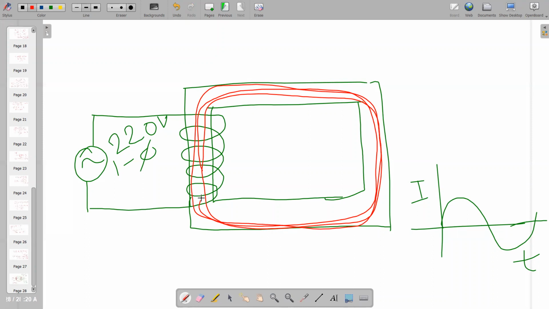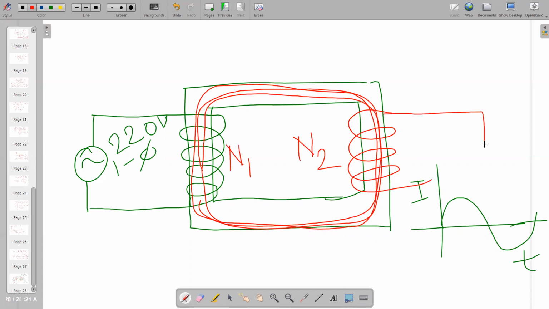Now I will wind one secondary, and let's say this secondary winding has number of turns N2, and the number of turns in the primary is N1. I will connect a load to this secondary winding. I am imagining this is an ideal transformer and it has no losses.